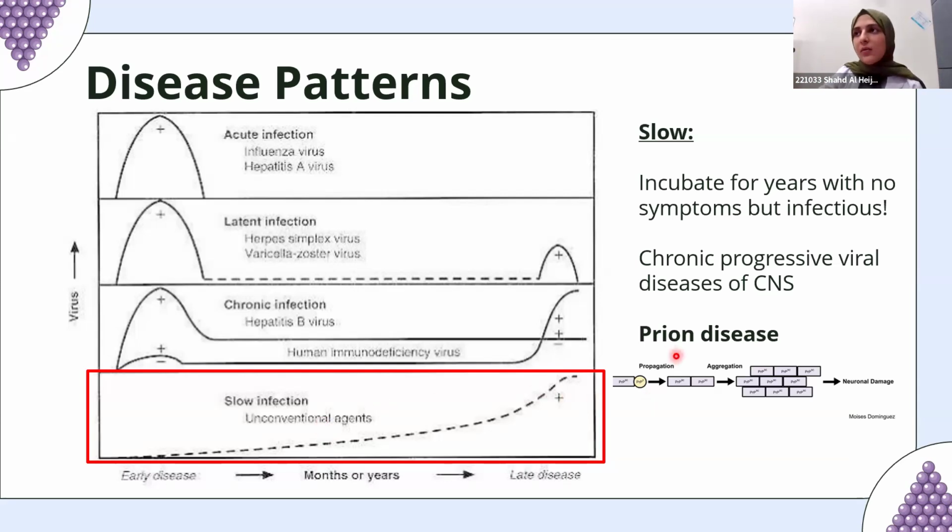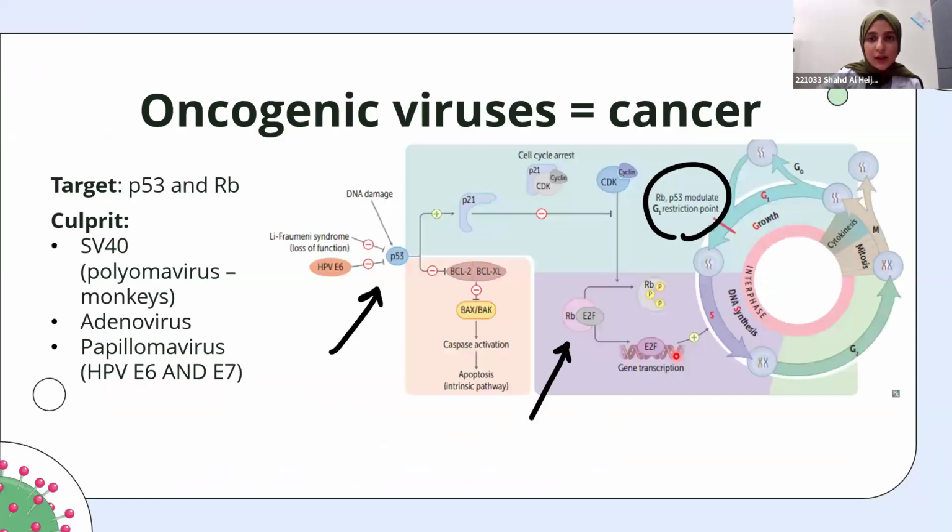Prion disease has other names. You have Creutzfeldt-Jakob disease, and you have other names. It's written in the notes section. I'm going to send you the slides, and you can read everything. Okay? So those are the disease patterns. Now we can move on to oncogenic viruses.